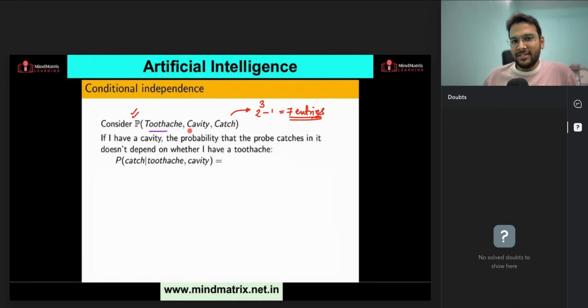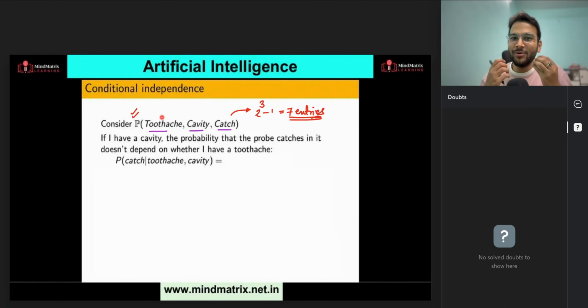Let's say we have just these three random variables. You understood that toothache can have 2 possible values, cavity can have 2 possible values, catch can have 2 possible values, 2 into 2 into 2, that means 8 values. Removing the empty case. Empty case we are not going to consider, right, Sumit? Anybody else? Why am I subtracting this? Why do I need to just store 7 entries?